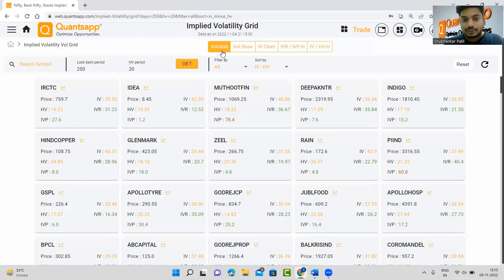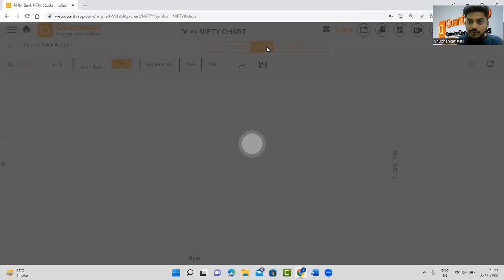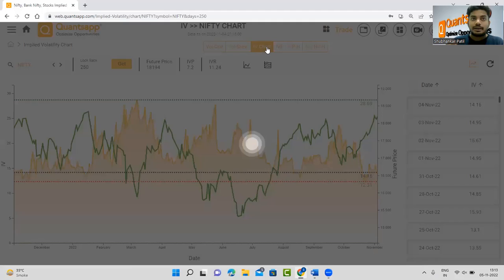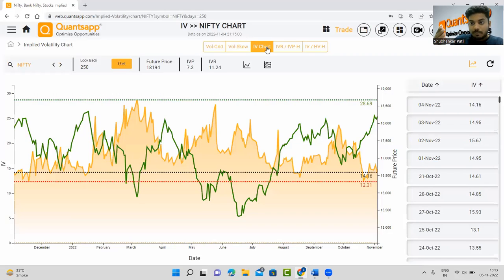But as of now, let's understand one thing: if traders are feeling that the market might be a bit risky in the future, the IV might go up. So let me explain this graph. The orange line is showing us the implied volatility, and the green line is showing us the futures price. Typically, IVs might share a negative relation with the underlying price, which is the spot price.